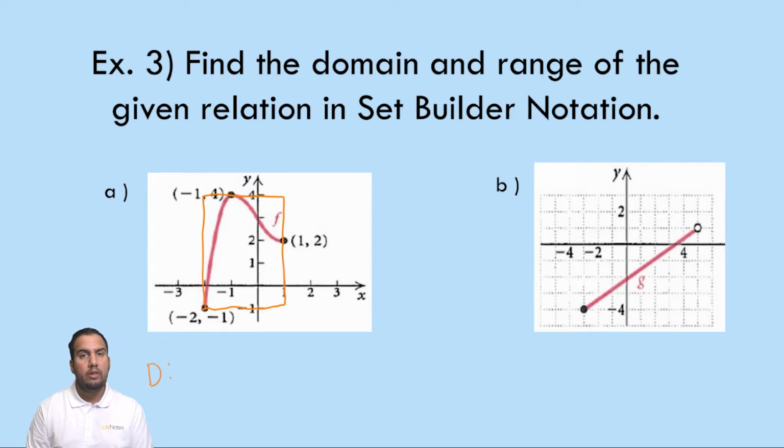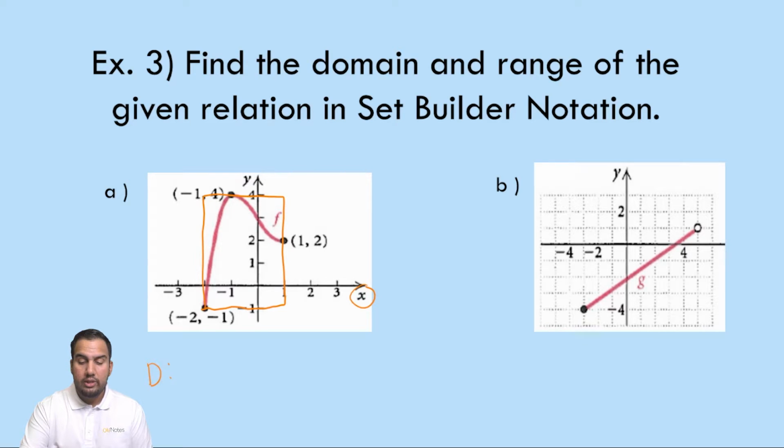But x's are what part of the graph? If you notice, x is right here. X is left to right, left to right. So when you're finding your domain in this, you're going to ask yourself, how far left do I go? That's my starting point. And how far right do I go? That's my stopping point. Where do I start and stop? From left to right.